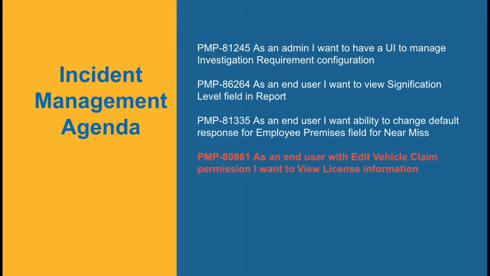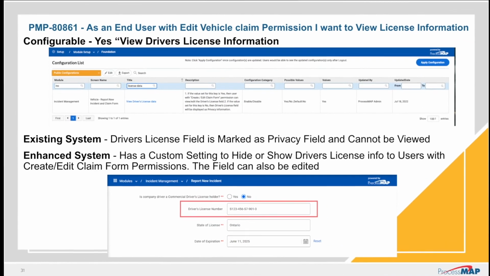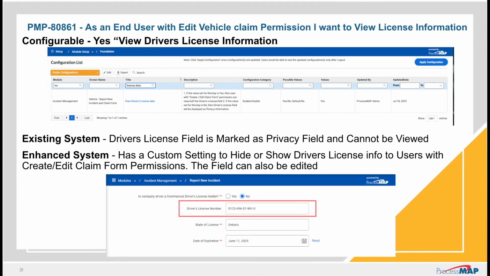As an end user with edit vehicle claim permission, I want to be able to view license information. So we've added a new public setting that says view driver's license data. This can be set to yes or no. And when it's set to yes, you can view and edit the driver's license number from the user setup.